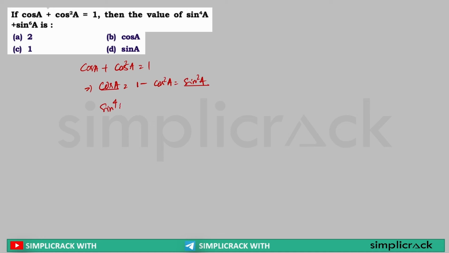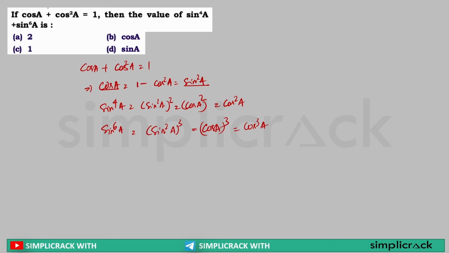Now sin square A is cos A. So, sir, sin 4th A will be sin square A whole square, which is equal to cos A whole square, which is equal to cos square A. Yes or no? Yes. Sir, sin 6th A is equal to sin square A to the power 3, which is equal to cos A to the power 3. Yes or no? Yes. That means this will be cos cube A.